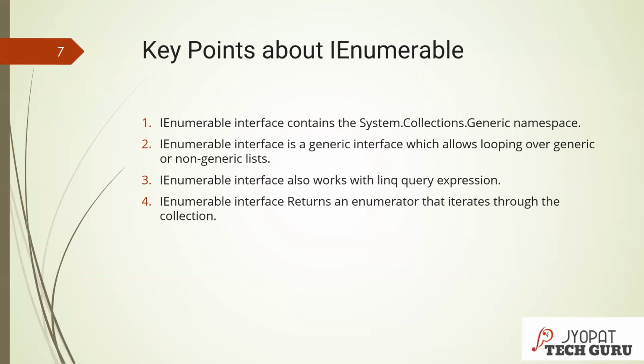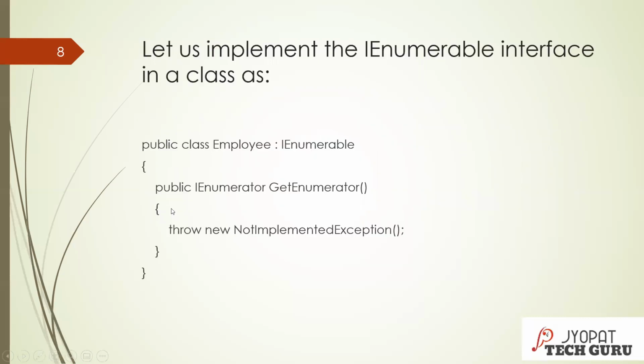The IEnumerable interface returns an enumerator that iterates through the collection. So whenever you want to repeat things again and again, you can use this IEnumerable. Whenever you are creating a class, if you implement IEnumerable, automatically you will get this GetEnumerator. The return type of this is IEnumerator.